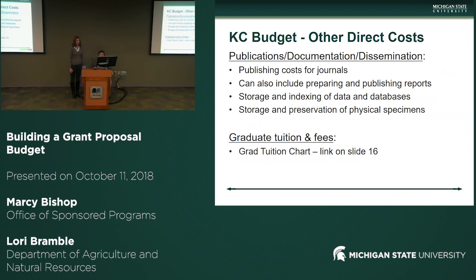All right, so then we're on publications, documentation, and dissemination. This is where you would enter your publishing costs for journals. You can also include the preparation and publishing of reports, the cost for storage and index of data and databases, and also the storage and preservation for any lab specimens. And as I mentioned earlier, this is where you're going to enter your graduate tuition and fees. The link on slide 16 will help you determine the amount that you need to enter there.